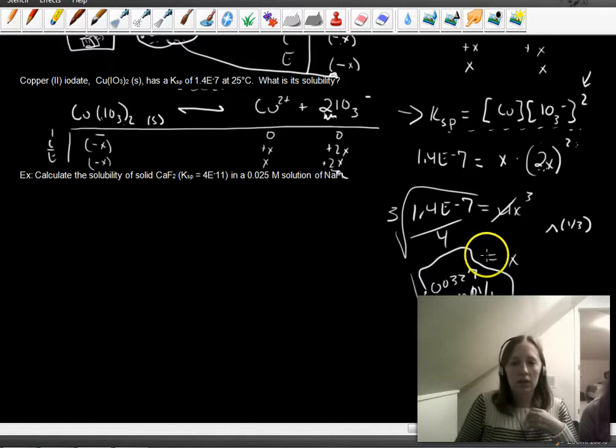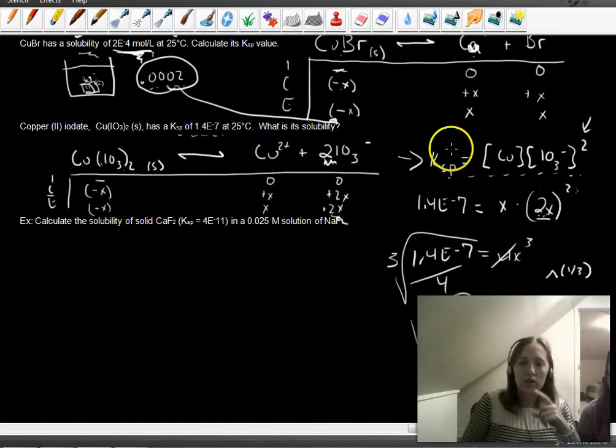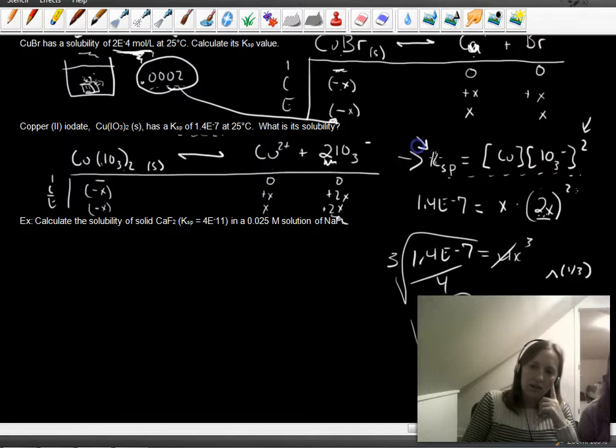Okay? Why is the iodate squared? Because the way that you form these expressions is the concentration of the products to the power of its moles. So it's copper to the first power and iodate to the second power. And then you fill in iodate is going to be a 2x value. So that's why that 2 shows up twice.